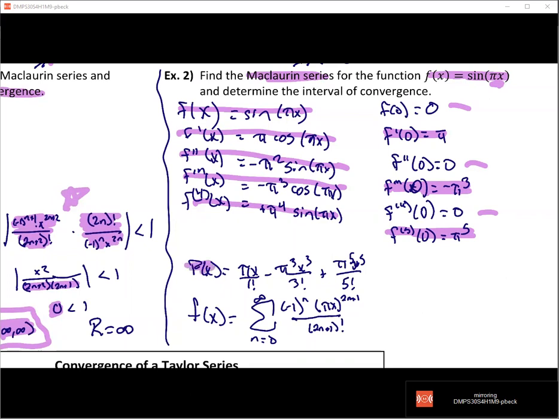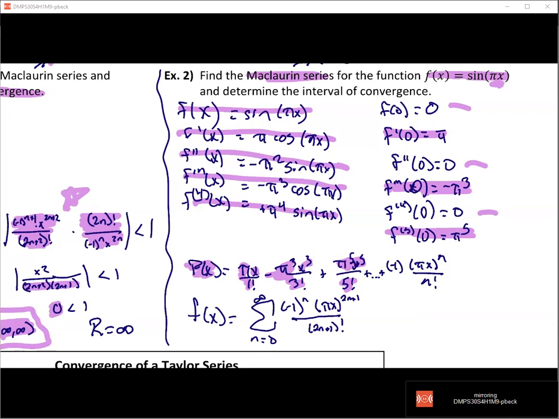So our Taylor polynomial, we are going to write as pi over 1 times x, then negative pi cubed over 3 factorial x cubed. If you notice, the pi and the x both have the same exponent, so we can generically write those together as pi x to the nth power over n factorial. Let's go ahead and introduce the alternating sign so we can complete this.